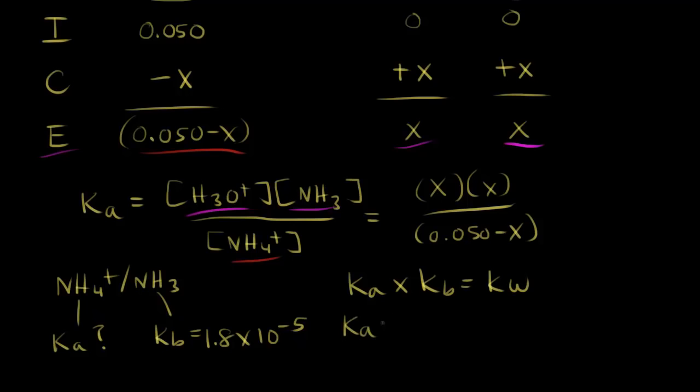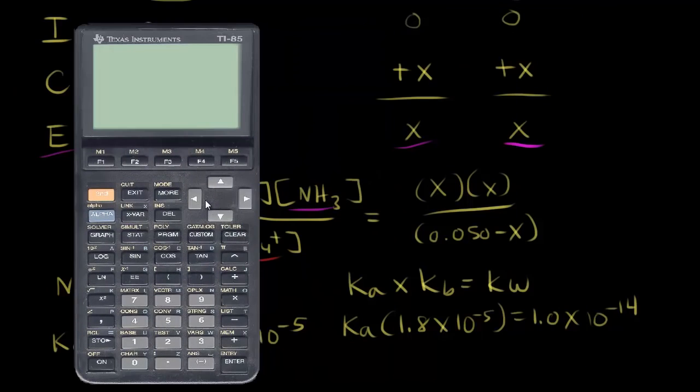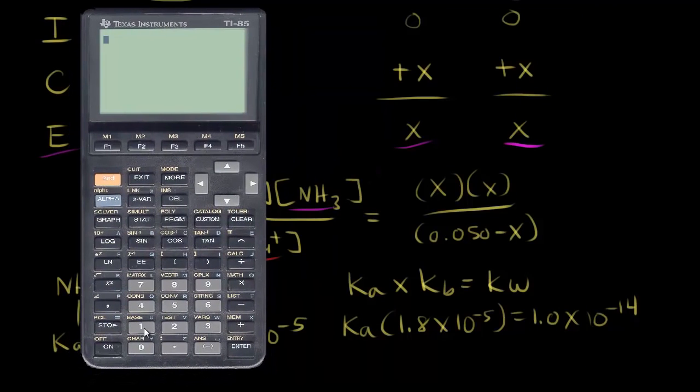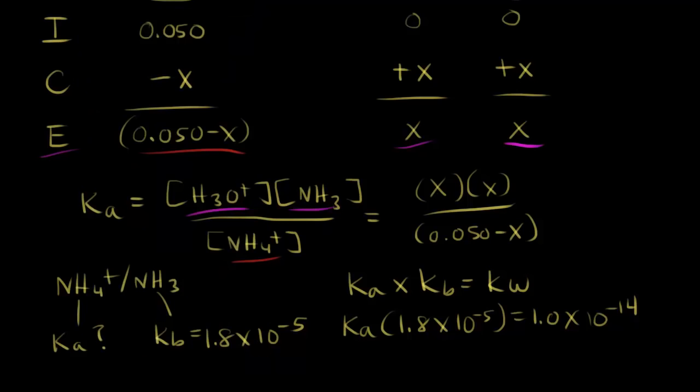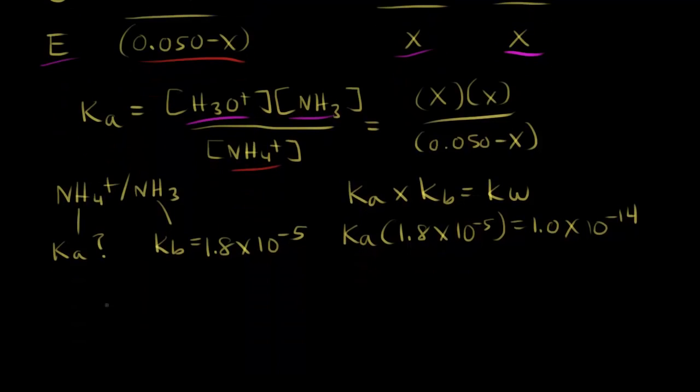So we're trying to find Ka. We know Kb is 1.8 times 10 to the negative 5. And this is equal to 1.0 times 10 to the negative 14. So we can once again find Ka on our calculator. So 1.0 times 10 to the negative 14, we divide that by 1.8 times 10 to the negative 5. And so the Ka value is 5.6 times 10 to the negative 10. So if we get some room down here, we say Ka is 5.6 times 10 to the negative 10.